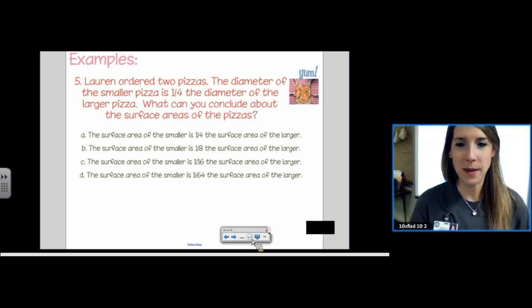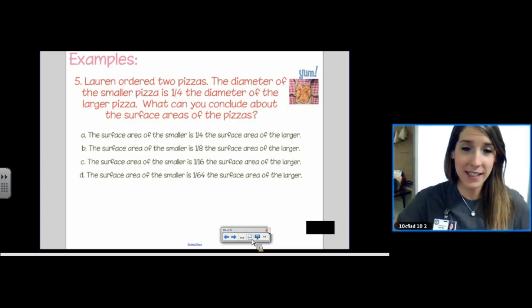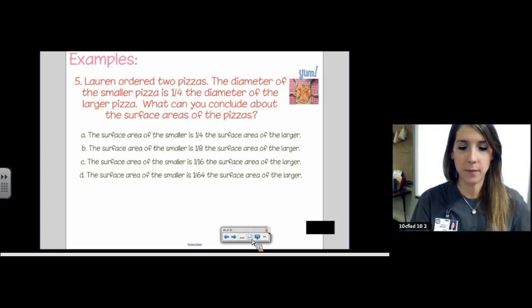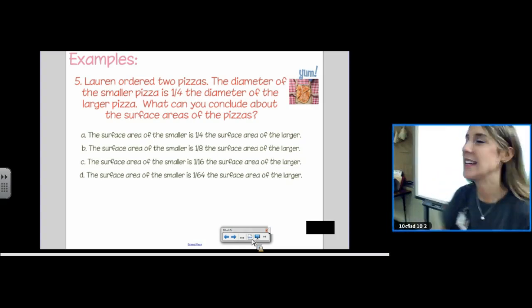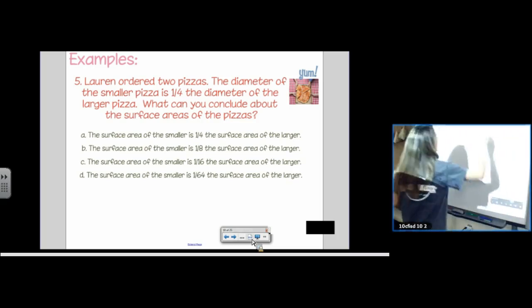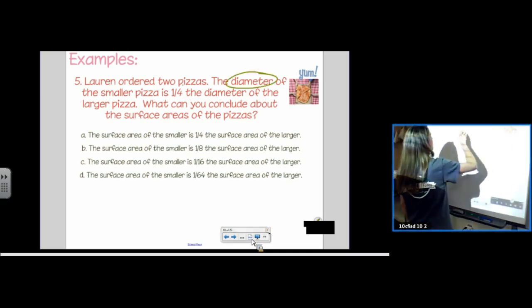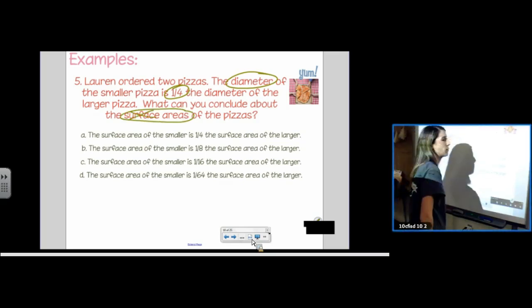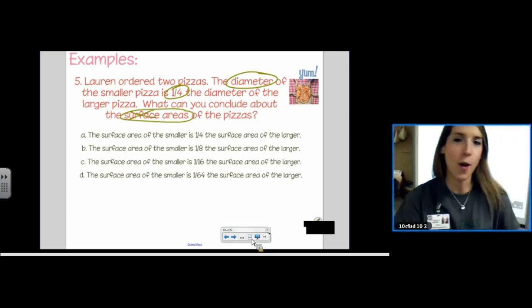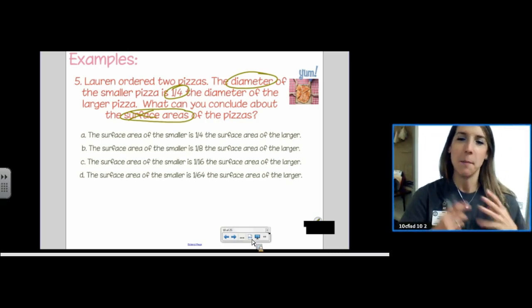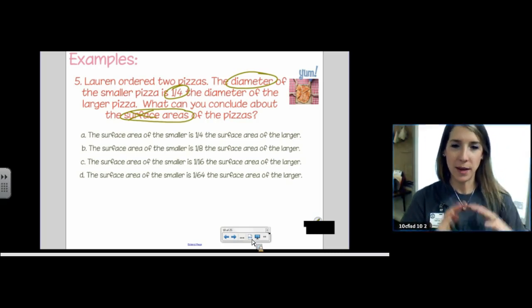Lauren ordered 2 pizzas. The diameter of the smaller pizza is 1/4 the diameter of the larger pizza. What can you conclude about the surface areas of the pizza? Very good. So we need to look for some keywords here. This is a key word, this is a key number, and this is a key word. Now, we don't need to pay attention to the word surface. You can't really say, oh, the area of the pizza is this, because pizza is a 3D object, so I did have to say surface area, but we don't need to worry about that yet.